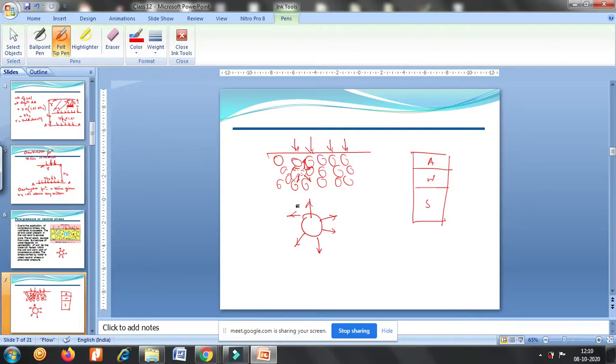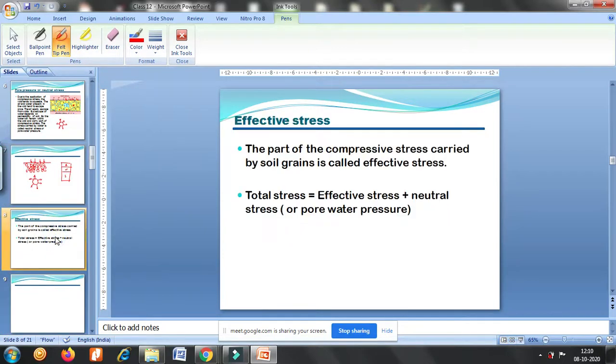Otherwise, what will happen? The water has to squeeze. The water wants to squeeze, but to prevent the squeezing it will give some resistance, and that resistance is nothing but the hydrostatic stress. That hydrostatic stress is called the pore water pressure, or the neutral stress acting on the soil mass. Can you understand? So there are these two terms, and there is another term called the effective stress.